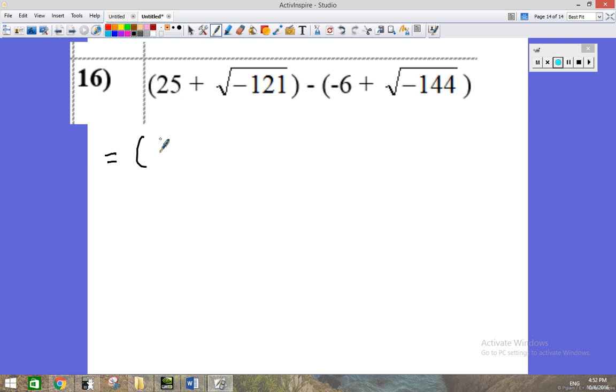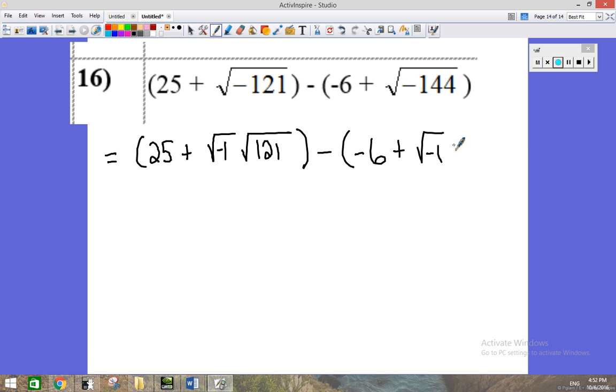I have 25 plus, now I'm going to break this square root of negative 121 apart into the square root of negative 1 times the square root of positive 121. I'm subtracting this other complex number, negative 6, plus, I'm going to break apart this square root of negative 144 to be the square root of negative 1 times the square root of positive 144.